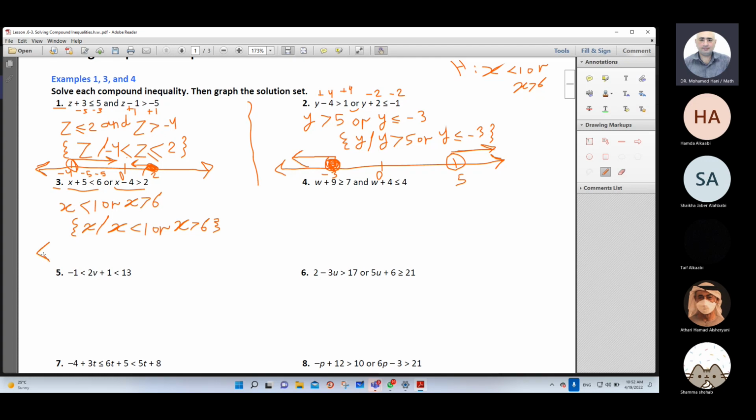Then we can graph. This is 0 here. This represents 1, this is 1. You don't have equal in the sign, so use open circle. And x less than 1 means the direction is to the negative side. This represents 6, and we don't have equal in the sign, so also use open circle. And x greater than 6, so the direction is to the positive side.